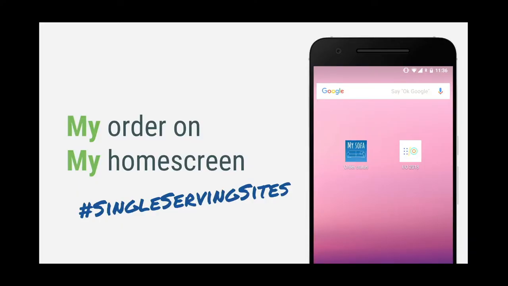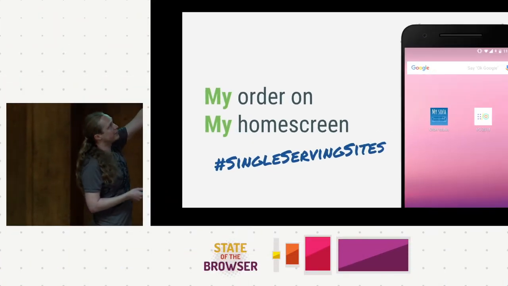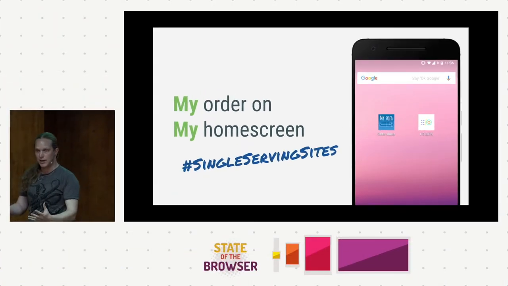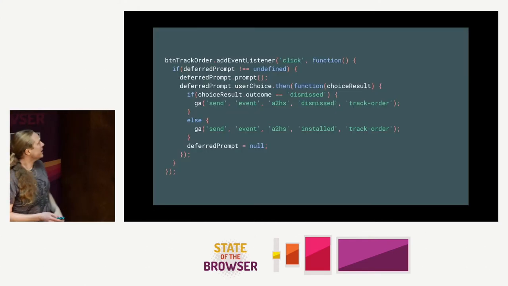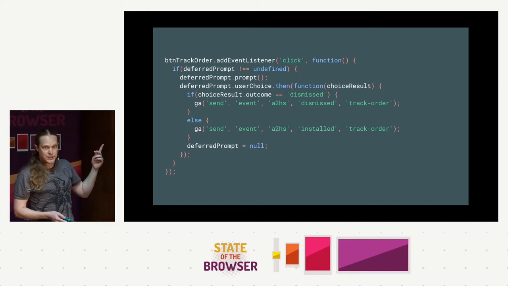I was playing around. I'm not very good at hashtags, so this is an infeasibly long one. But my feeling here is that this goes beyond just adding the main site to your home screen, and you start building these single serving sites where it's just, I have my sofa, and that's going to exist on my home screen for the lifetime of that order. Okay, and where can you measure that?